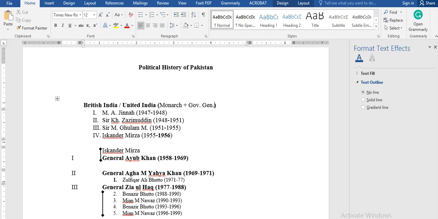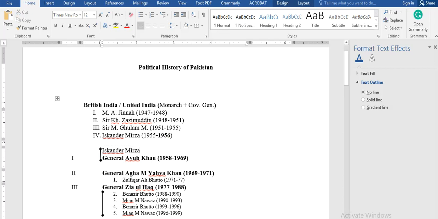So until 1956 there were four governor generals and the British monarch was present in Britain. During the reign of Muhammad Ali Jinnah and Khwaja Nazimuddin, King George VI was the monarch, and during the reign of Mr. Ghulam Muhammad and Iskandar Mirza, Queen Elizabeth II was the monarch. So when the country received its first constitution on 23rd March 1956, the Governor General post was converted into the post of President, and Iskandar Mirza became the first president of the country.